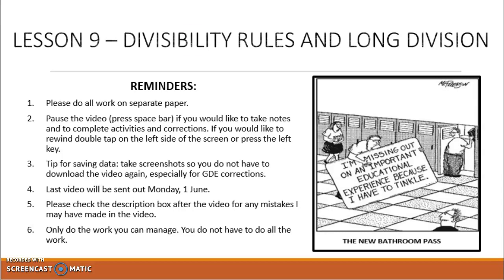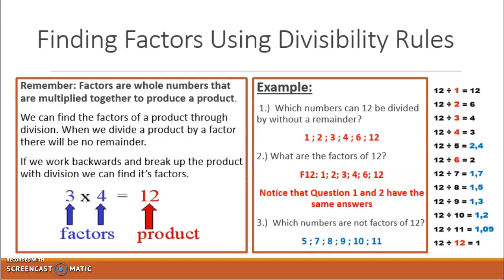Today we are going to be looking at finding factors using divisibility rules. Remember that factors are whole numbers that are multiplied together to produce a product. We can find factors of a product through division. That's the inverse operation. When we divide a product by a factor, there will be no remainder. If we work backwards and break up the product through division, we can find its factors.